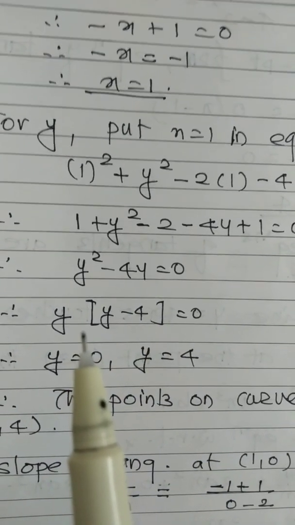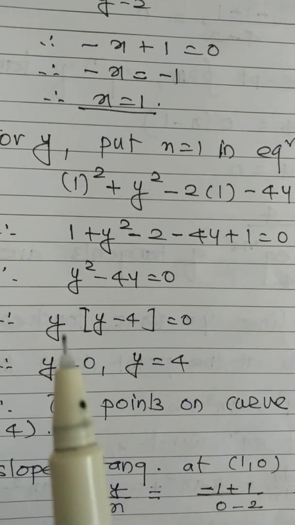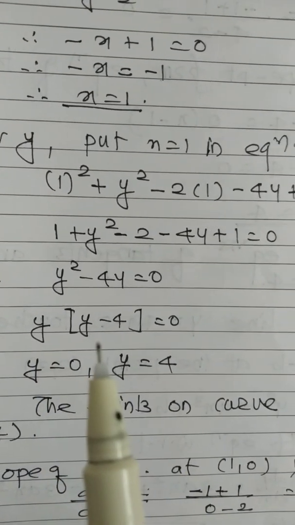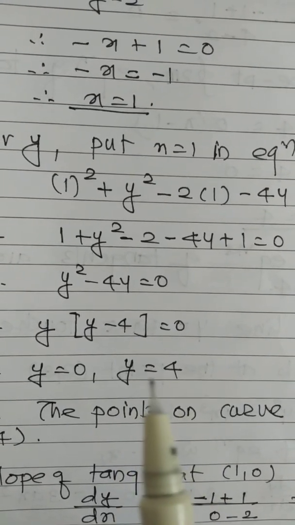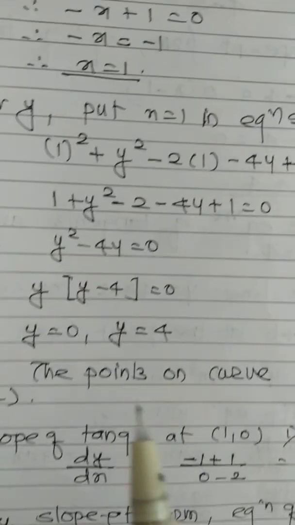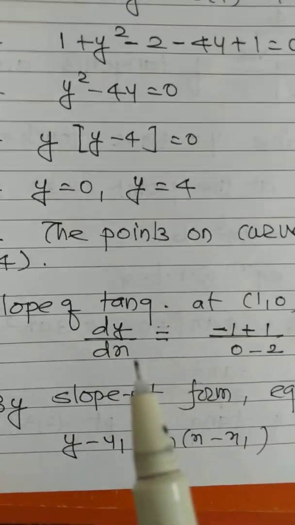So y is common: y(y - 4) equals 0. Each bracket equals 0, means y equals 0 and y - 4 equals 0. Now y - 4 equals 0 means y equals 4. So the points on the curve are (1, 0) or (1, 4). At these points we have to calculate the slope of the tangent.